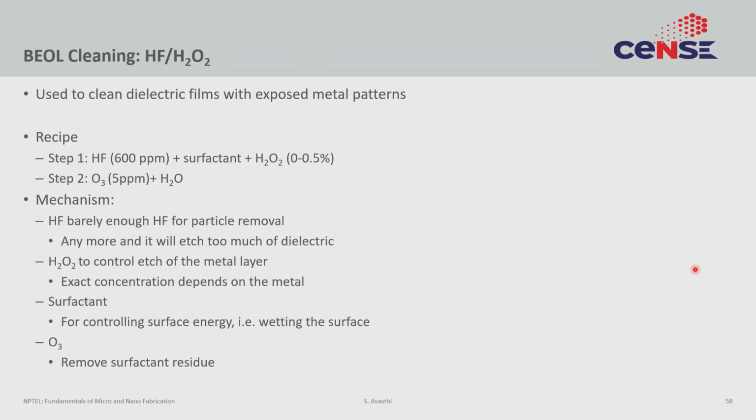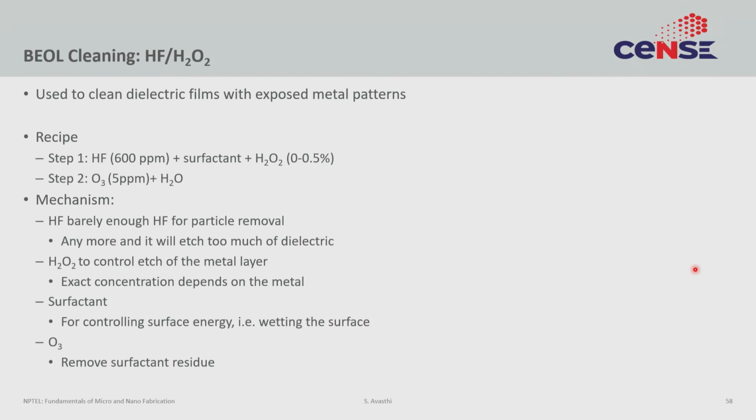It is typically used to clean the dielectric films. So, in semiconductors towards the end you have multiple metal layers, and each metal layer is separated by a dielectric, and before the deposition of a new metal layer you want to clean the dielectric that is underneath. And the way you do that is you add HF and surfactant and H2O2 in certain low concentrations, and that cleans up the dielectric surface. And in the second step you would then maybe shine ozone and water to just remove any of the contamination that is sticking on the surface.